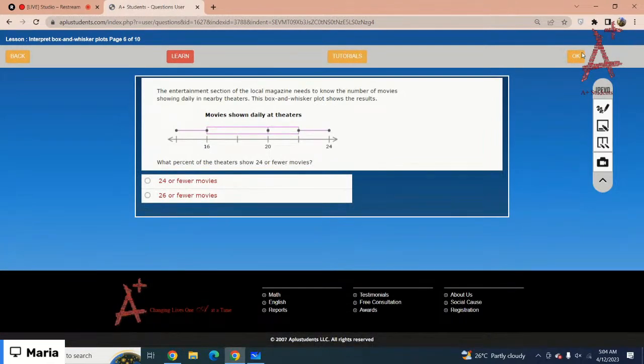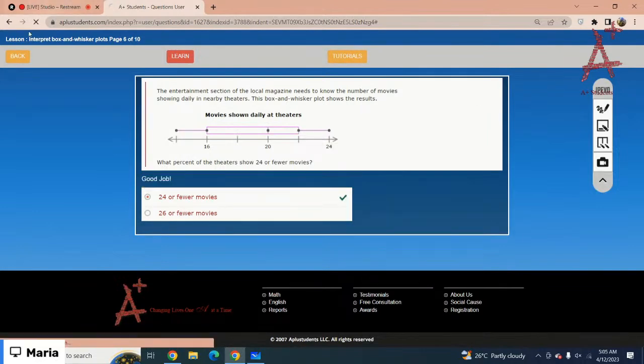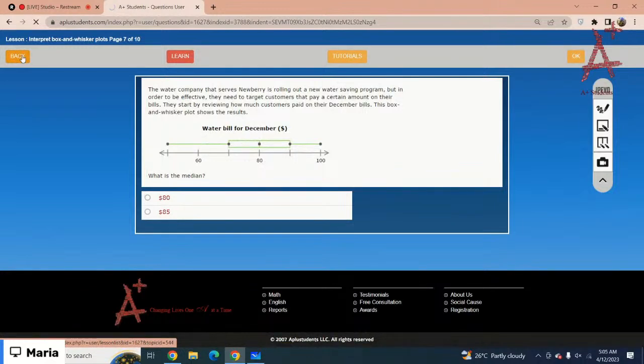The entertainment section of the local magazine needs to know the number of movies showing daily in nearby theaters. The box and whisker plot shows the results. Which percent of the theaters show 24 or fewer movies? You're not given the correct option, that would be 100%. Got it? Because here is 24, it would be 100%. Okay, you can complete the test by yourself later today. Let me just move on to the next lesson.